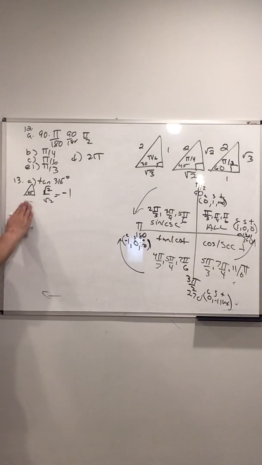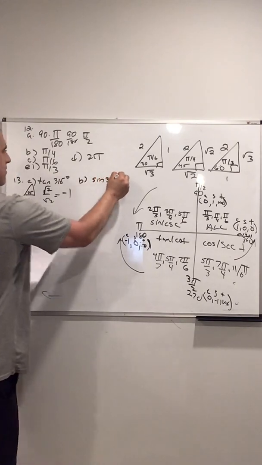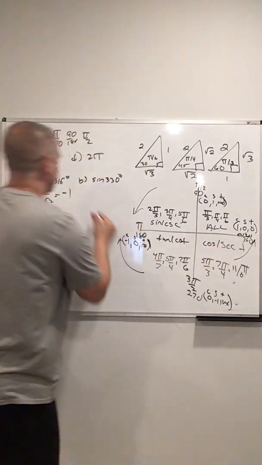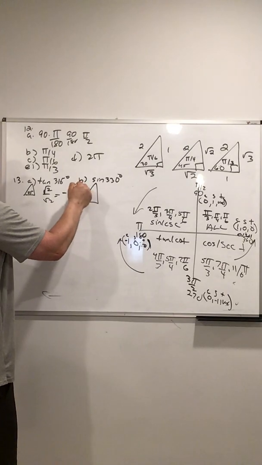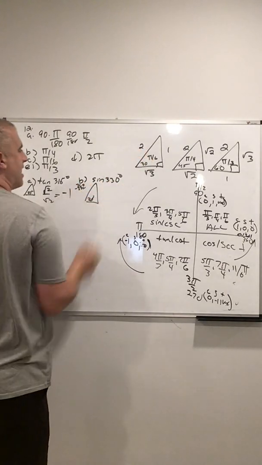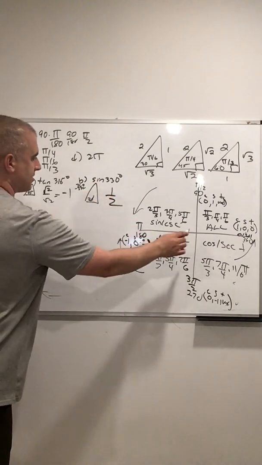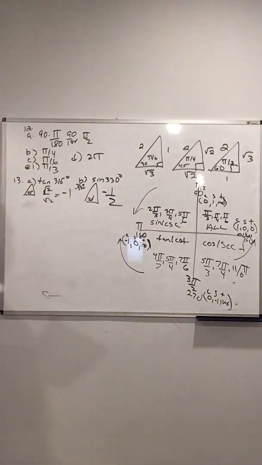Okay, the B part would be sine of 330. 330 is also in this one, so I'd work to 360. 360 minus 330 is 30 degrees. So that puts me in that triangle right there. So sine would be 1 over 2. Once again, the only thing that would be positive would be cosine and secant, so that's going to be -1/2.